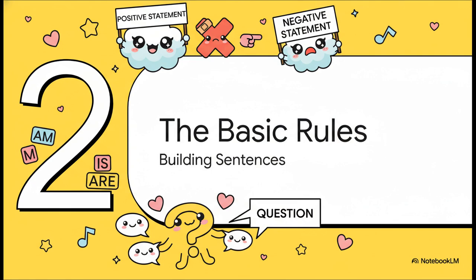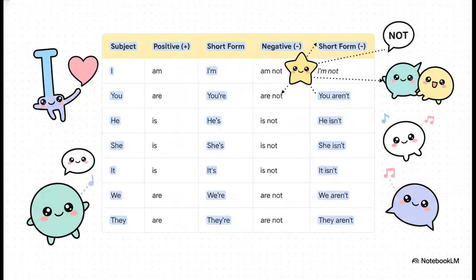How do we actually use them to build sentences? Let's get into the basic rules for making positive statements, negative statements, and of course, asking questions. This table pretty much lays it all out. You've got your subject, the positive form like I am, and the negative, I am not. But here's the thing you really need to focus on: those short form columns. In real everyday conversation, this is what you'll hear. We almost always squish the words together into contractions. We say I'm, you're, he's, and they aren't. Getting comfortable with these is going to make you sound so much more natural.